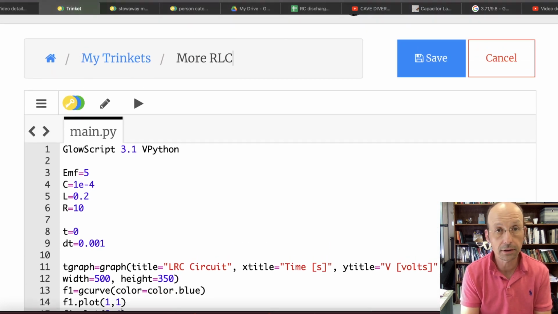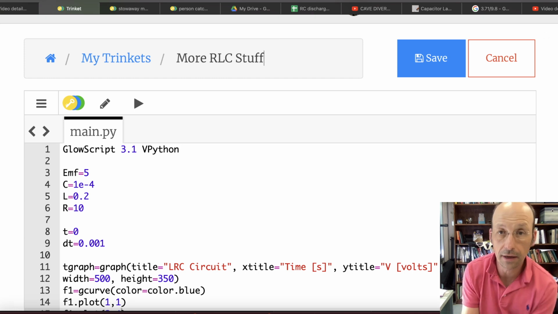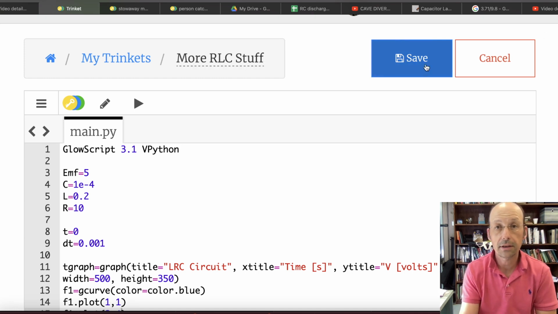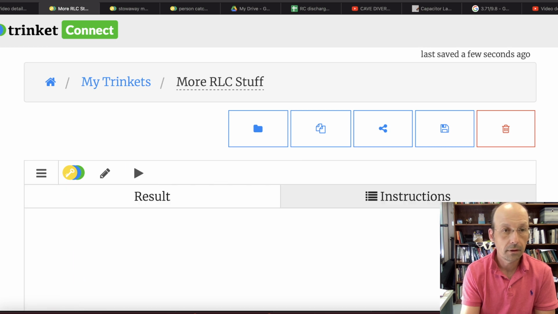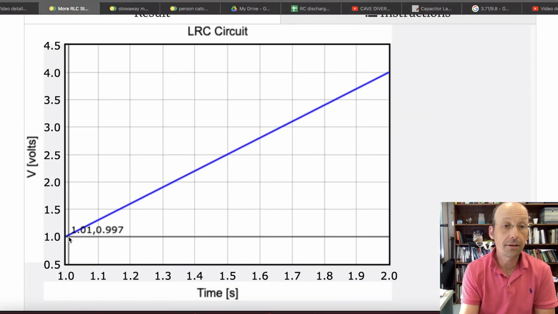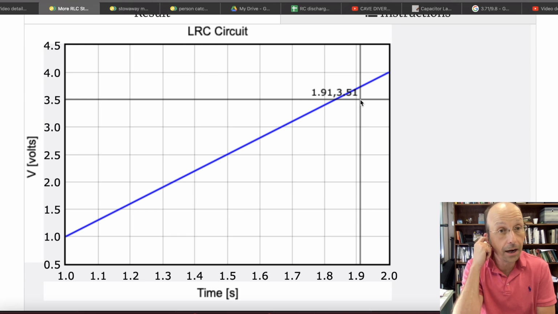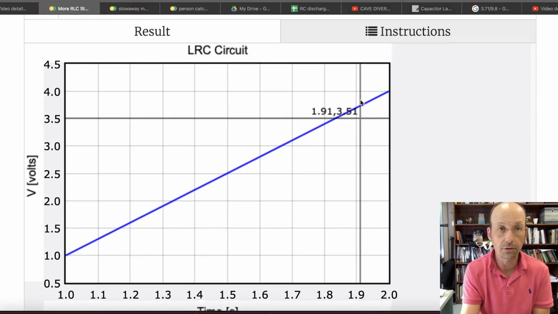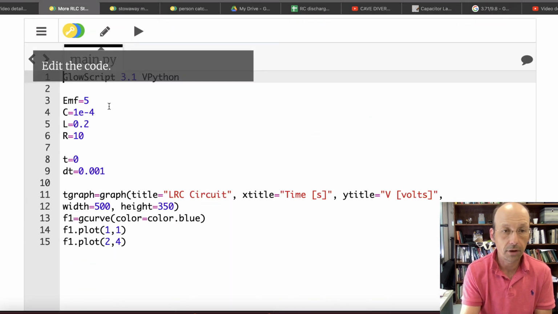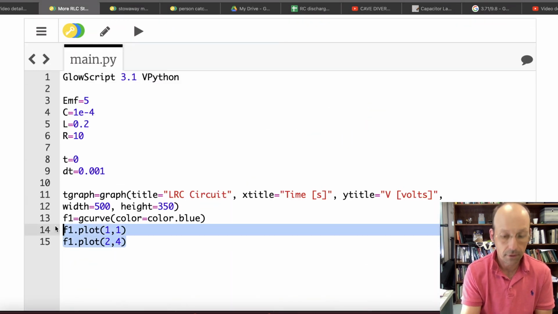More RLC stuff. I'm changing that because I had a previous calculation. I want a new name. New. Okay, so then it plotted those 2 points and connected a line because it's a G-curve. It doesn't actually plot the points, it just connects the line between them. That's how these graphs work. They're so easy to use. Okay, so I don't want to plot those up.